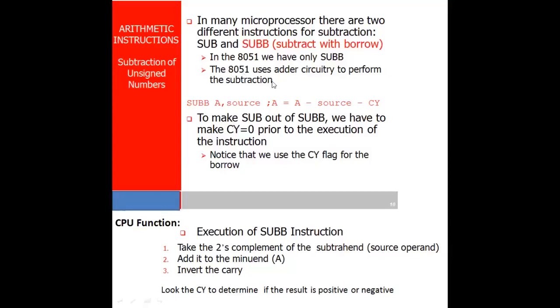Now, how is the subtraction operation performed whenever the SUBB instruction is executed by the microprocessor? The circuitry associated with that function in the CPU will take the 2's complement of the subtrahend, meaning the source operand. After that, the addition operation will be performed with the minuend, which is stored inside the accumulator. Then the third step is that you have to invert the carry. So look at whether it is generating carry 1 or carry 0. Depending on the status of the carry, the result may be either positive or negative.